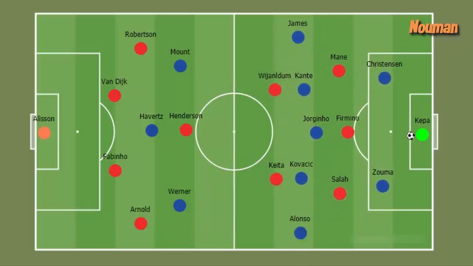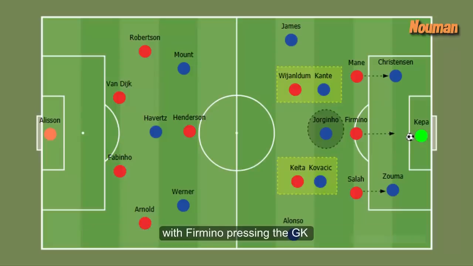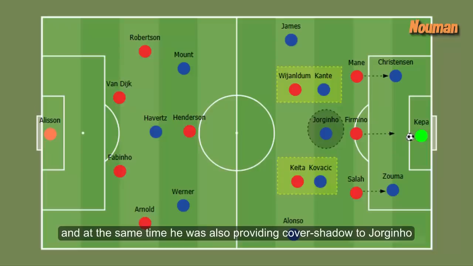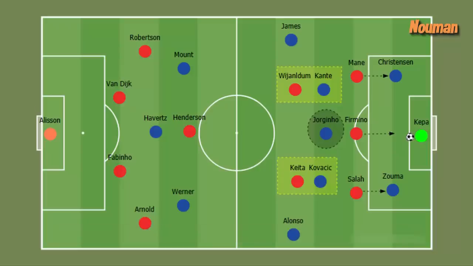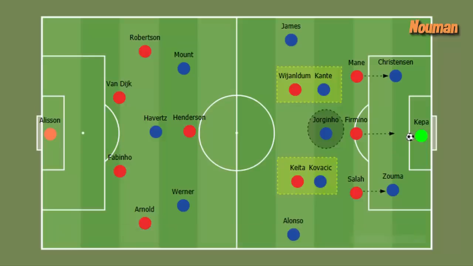So this is how the two teams were lined up on the ground whenever Chelsea tried to build their play from the back. Mohamed Salah and Sadio Mane were pressing the two Chelsea centre-backs, with Firmino pressing the goalkeeper, and at the same time he was also providing cover shadow to Jorginho. Wijnaldum and Naby Keita were pressing N'Golo Kante and Kovacic.